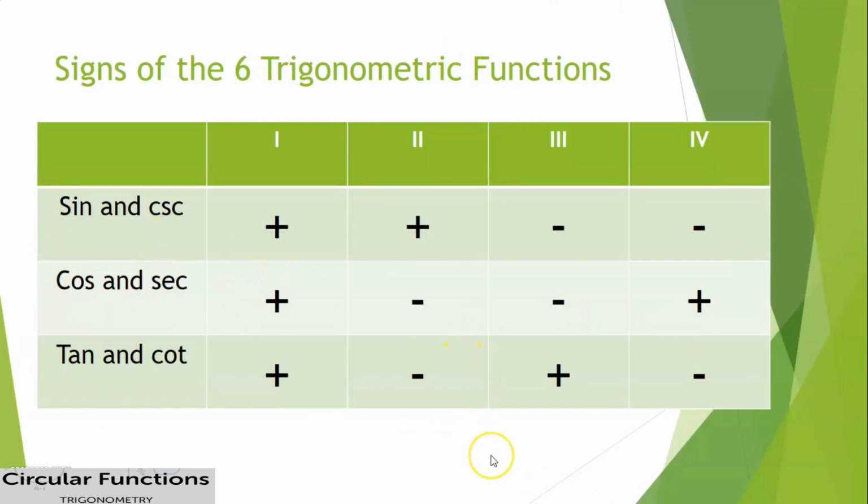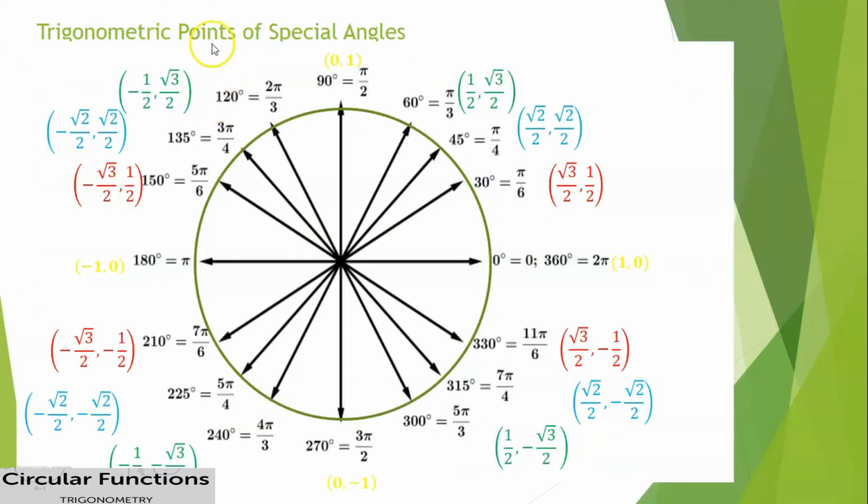And there is a mnemonic for this, which is the S, T, and C. So again, in the first quadrant, everything is positive. The first S here stands for sine, which is positive in the second quadrant. T, tangent, is positive in the third quadrant. And C, cosine, is positive in the fourth quadrant. Okay, so again, all of these are the trigonometric points of special angles.